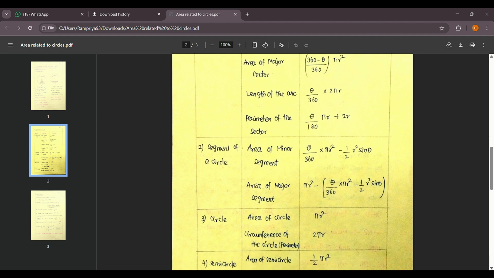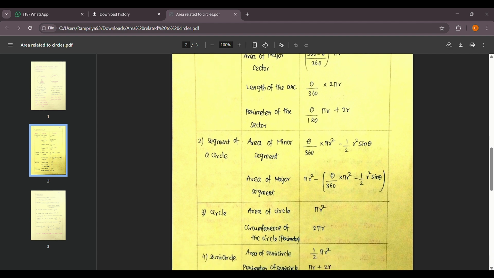So you will be given the respective values of theta and r. Using that, you have to substitute it here to find the area of the minor segment. Similarly, you have to substitute it here to find the area of the major segment.